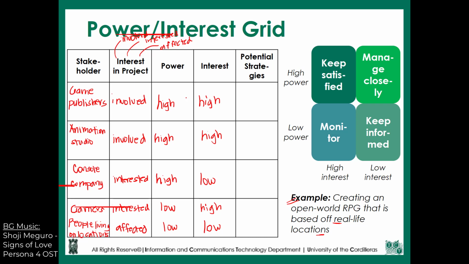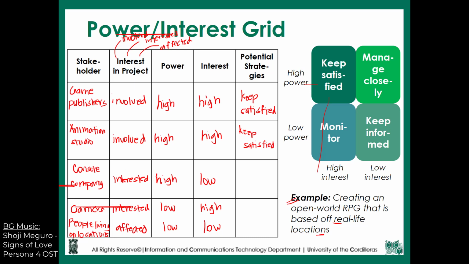So now we're going to look at the power level and then the interest level, and see it on this grid right here. For game publishers, they have high power and high interest. So we're going to look at these ones, find the middle point. Their potential strategy here is to keep satisfied. For the animation studio, same as the previous one, they have high power, high interest. So of course you have to keep them satisfied.